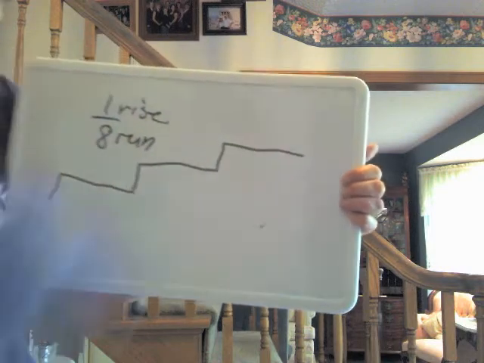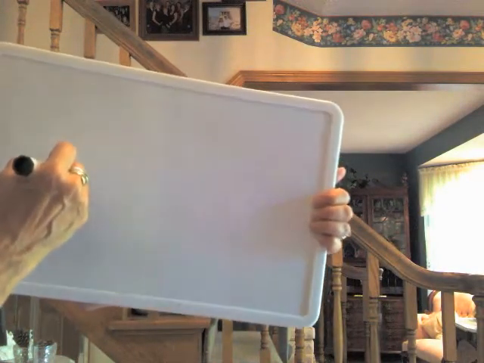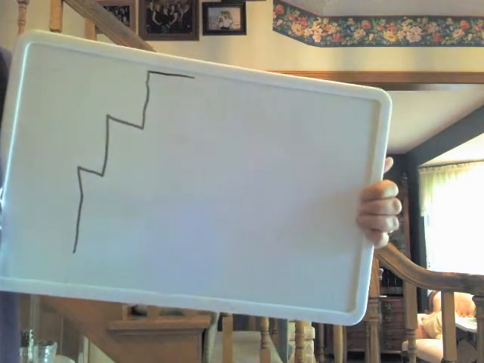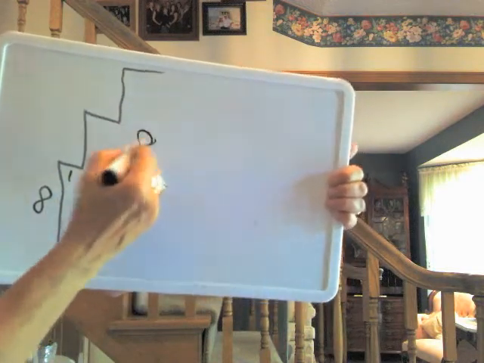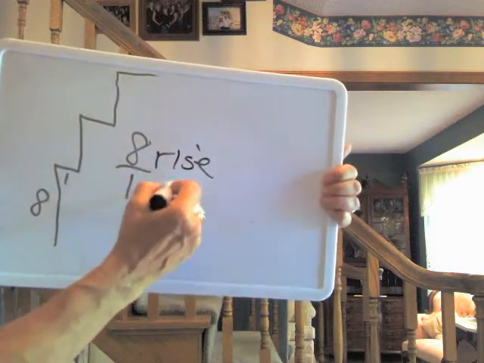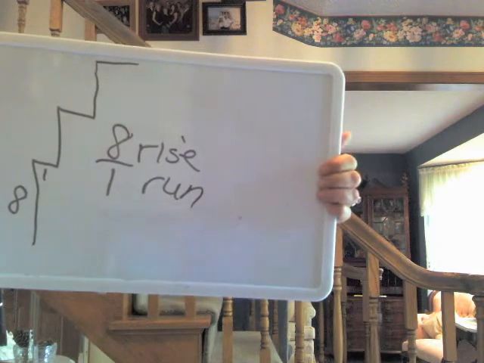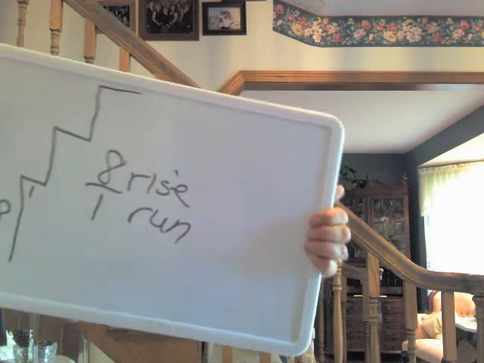What if it was reversed? What if I said, let's rise 8, run 1. So this is rise over run. 8 over 1 would be the slope. Rise over run. That would be an awful hard staircase to walk up. And that's why people don't do that.